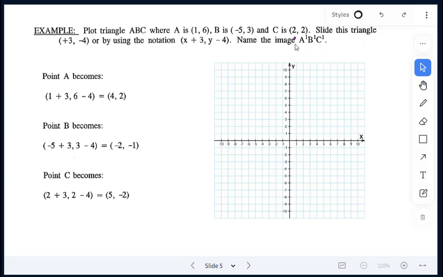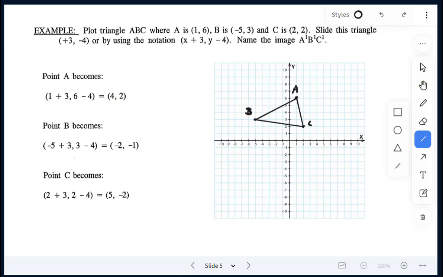When we draw our new triangle, we use the little superscript of 1. It's basically A prime, B prime, C prime. Okay, we can also see here what happens to the new points. So our original X point for A is 1, and we're sliding it in a positive 3 direction. So 1 plus 3, that becomes 4. And then our original Y point for A was 6, and we know we are moving negative 4, so Y minus 4. So therefore 6 minus 4, which is 2, our new point will be 4, 2. So we'll do that for each of the points.